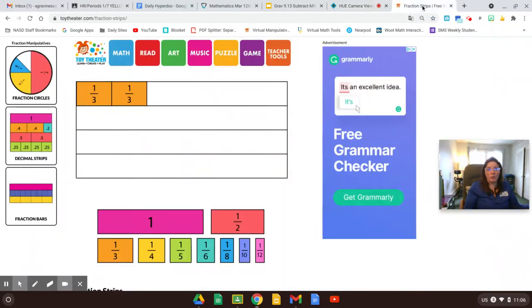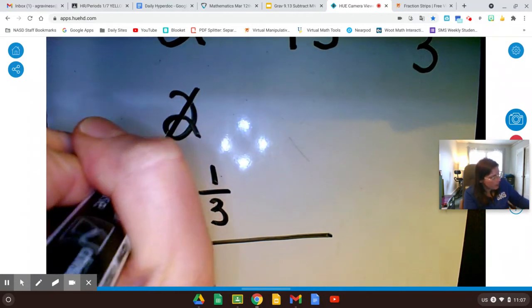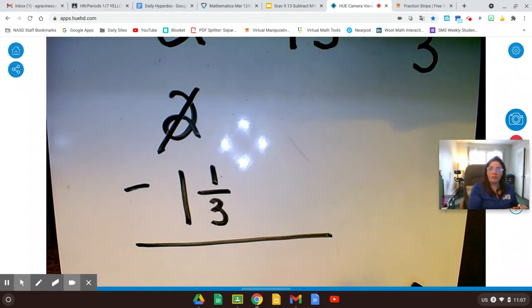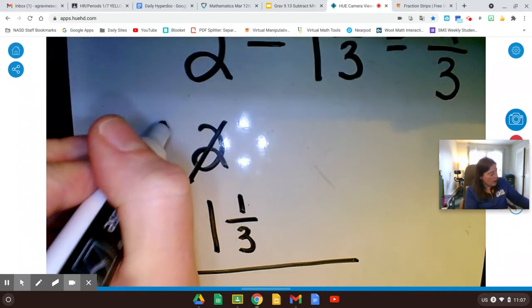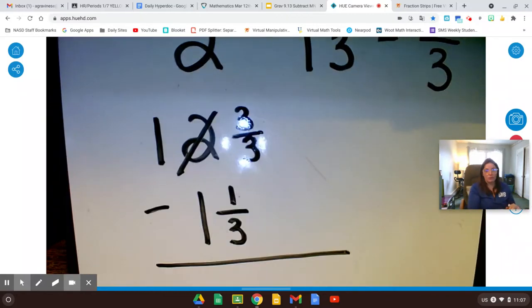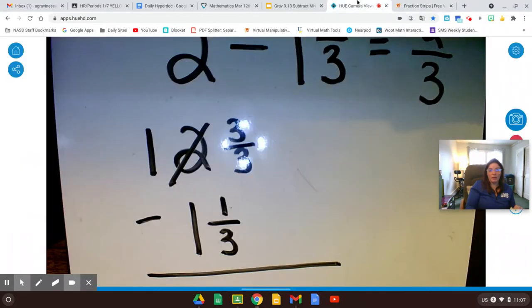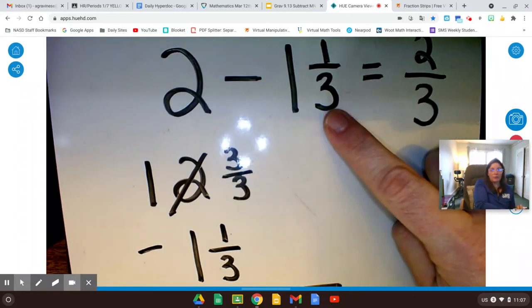If we think back to what we did originally, remember we had 2 wholes, but we traded one of those wholes in for 3/3. That's what I need to show here. So I need to rewrite or rename my 2. And instead of it showing 2 wholes, I showed 1 whole and 3/3. Remember? 1 whole and 3/3 was the same amount of space. Why am I picking thirds? Because my denominator in my problem was thirds.